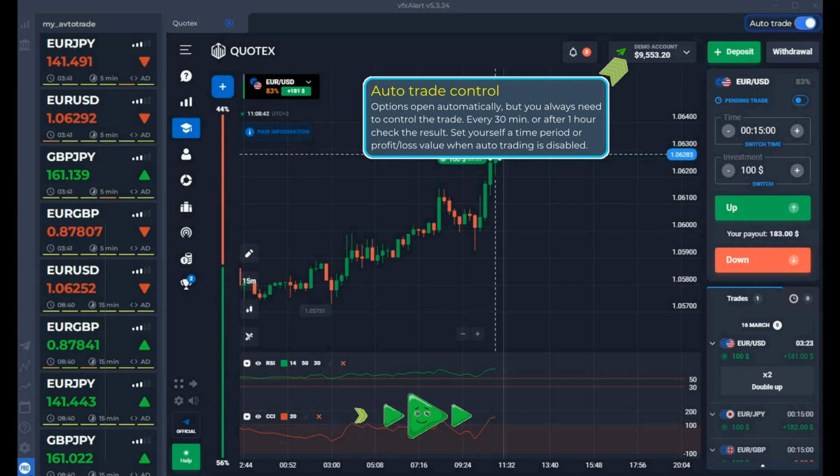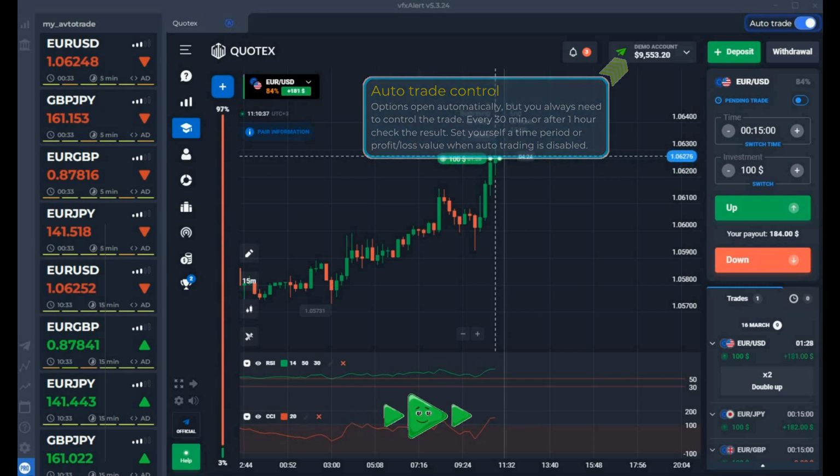Even if all the opening conditions are there, the transaction may end in a loss. Keep Auto Trade under control. Change the parameters of the indicators according to the current market. Then there will be a stable profit.